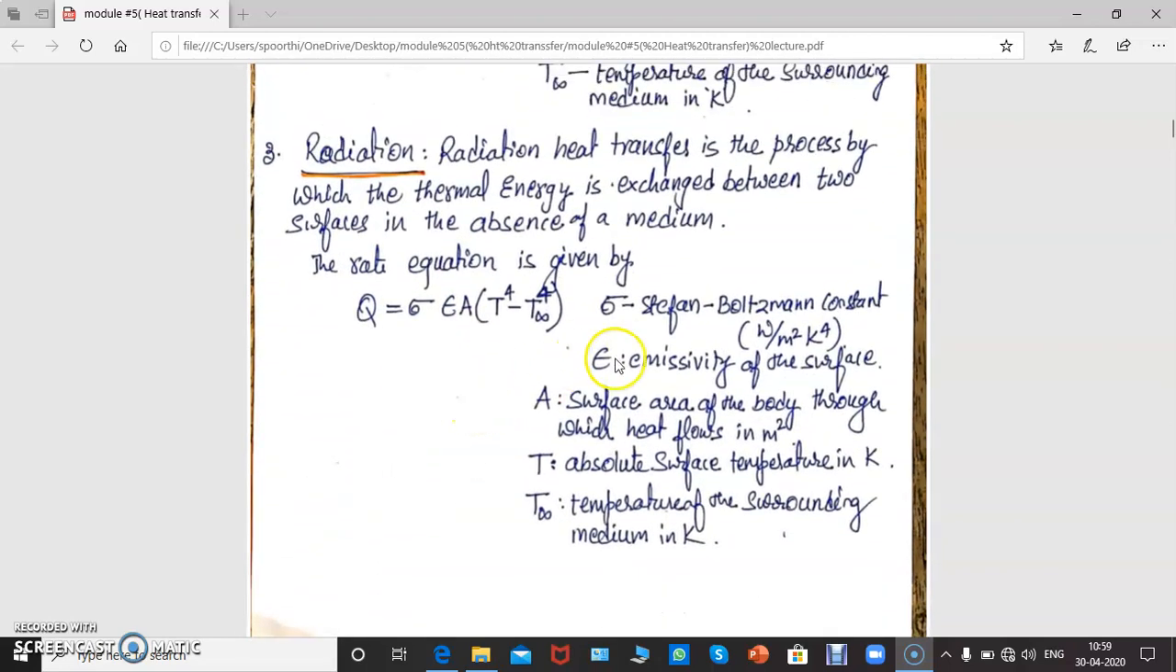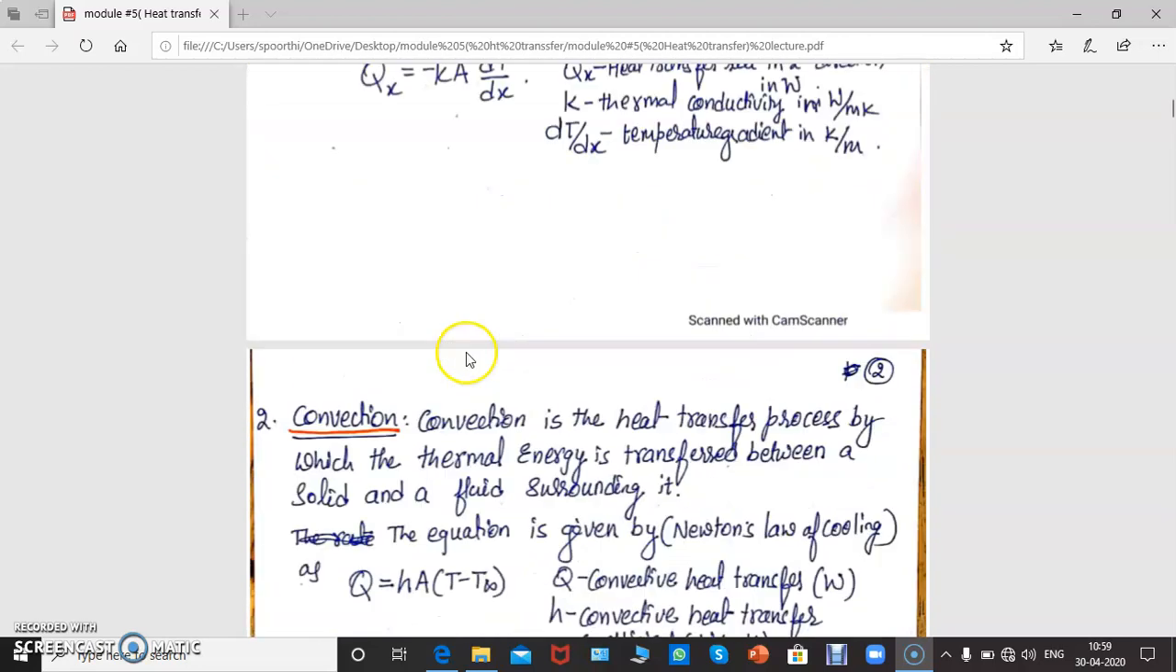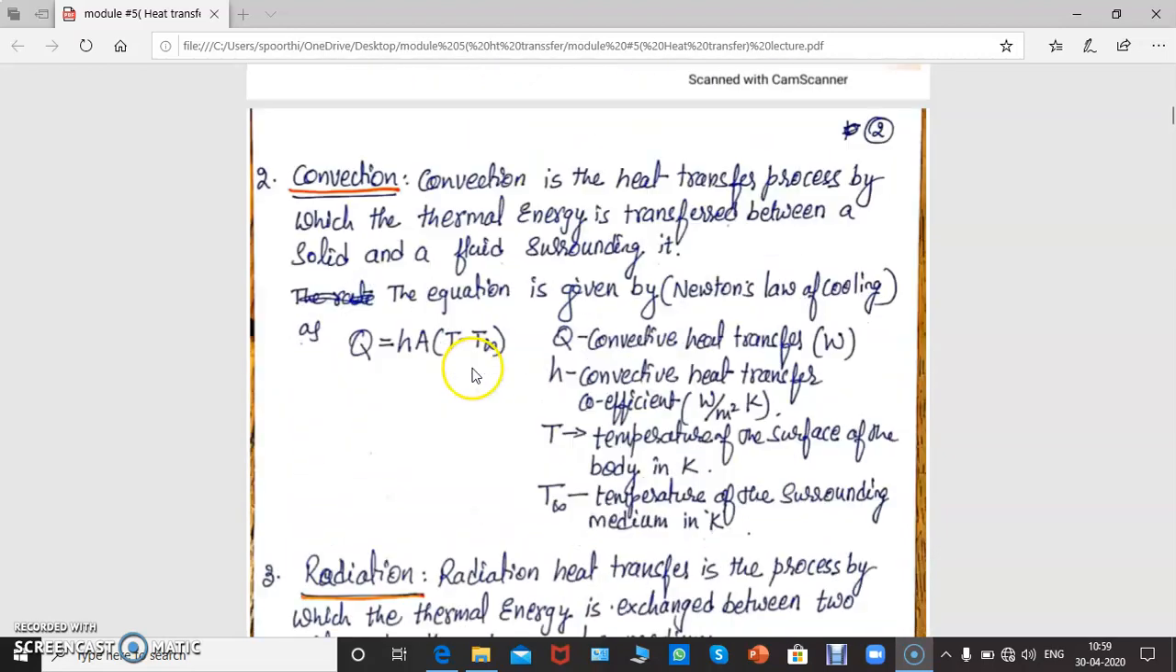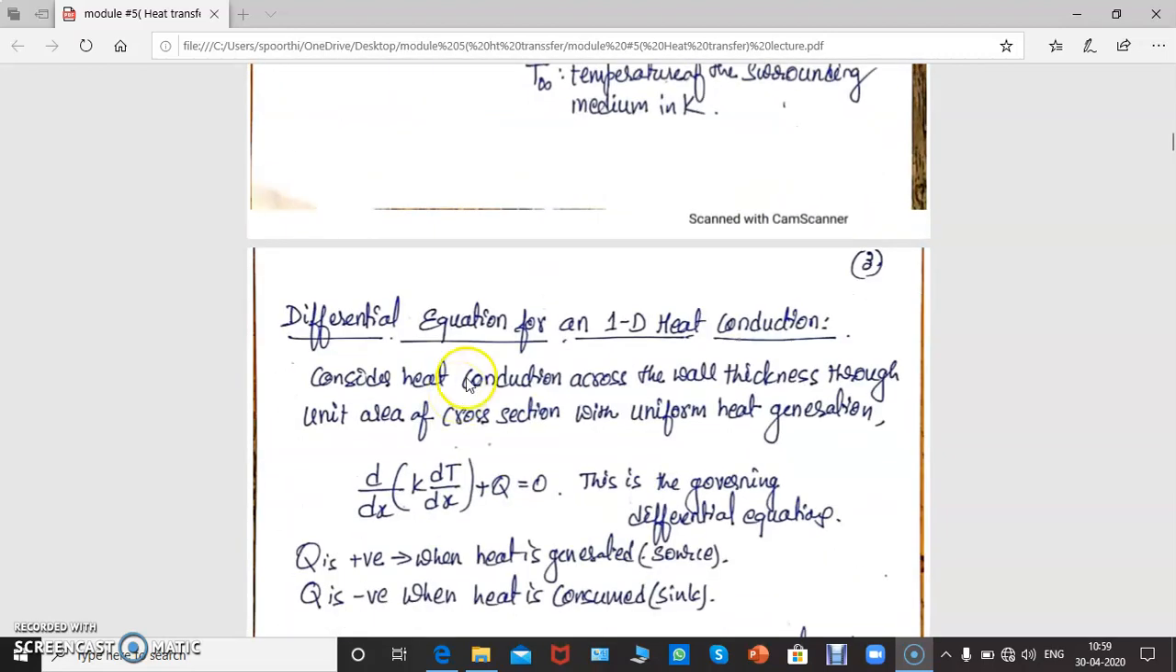Now, radiation. The heat transfer happens here in the absence of the medium, like we receive heat from the sun to earth. There is no medium in between. Now, this is the equation that we will be using. Q is equal to sigma epsilon A into T raised to 4 minus T infinity raised to 4, where sigma is the Stefan Boltzmann constant. Now, we do not consider any problem related to radiation, because radiation is a very big domain by itself. So, here we will be considering more problems on conduction and convection. So, these are the three modes of heat transfer.